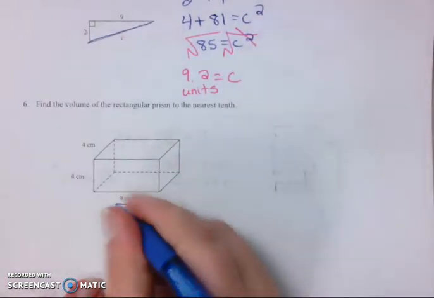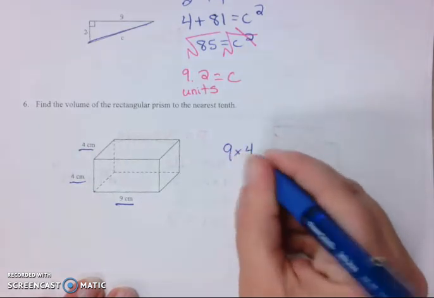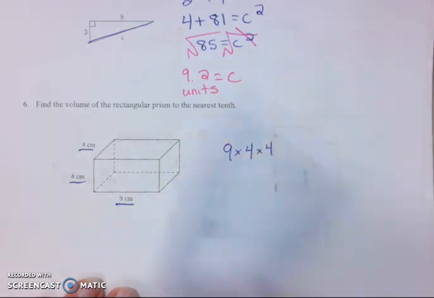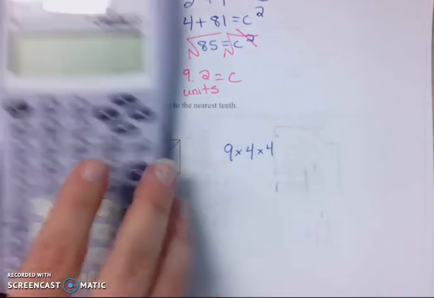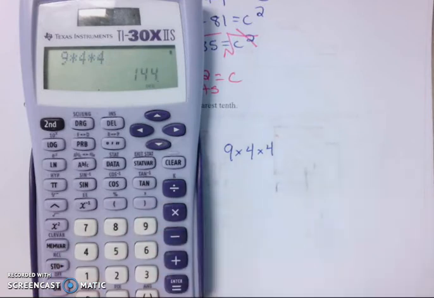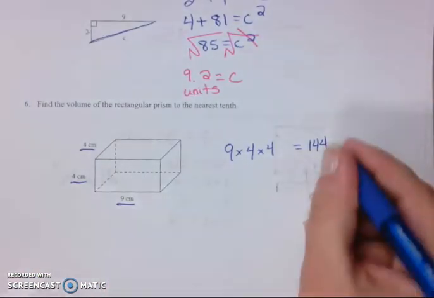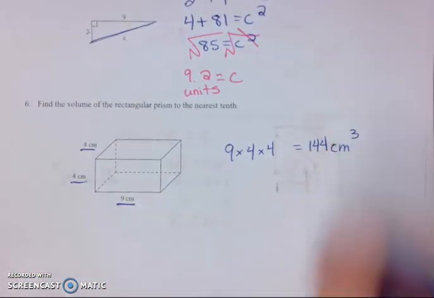So I take 9 times 4 times 4. Length times width times height. The order of multiplication doesn't matter. Oops, sorry. So remember, order does not matter when you multiply. So don't get too stressed about which ones you multiply by first, because it doesn't matter. So 144 units, it's centimeters, and volume is cubed.